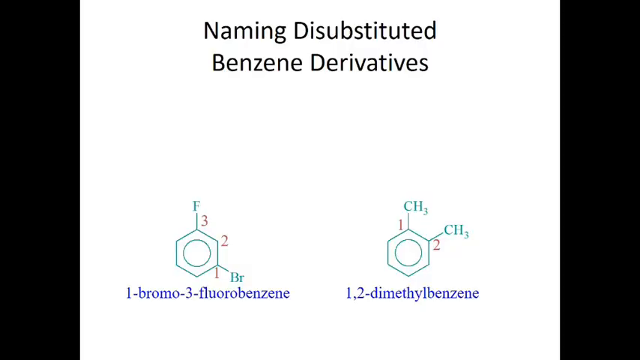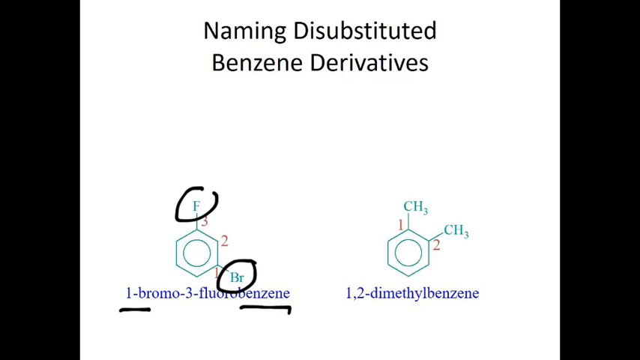Okay. What if we have two things attached to the benzene ring? If we had just one, we'd call it bromobenzene or fluorobenzene, but now we have two of them, and we have to indicate where they are on the ring. So we have to start numbering the ring now. Who gets the lowest number? The first one in the alphabet, right? So it's 1-bromo, 3 what? 3-fluoro. There's the bromo, there's the fluoro, and they're all on the benzene.